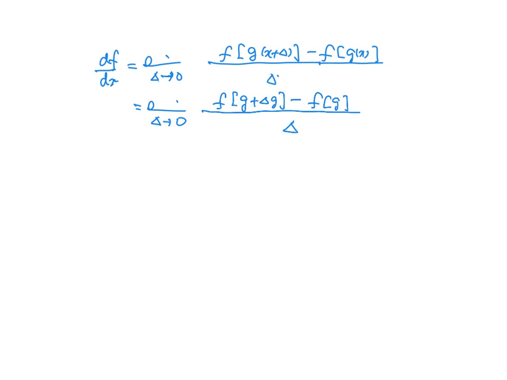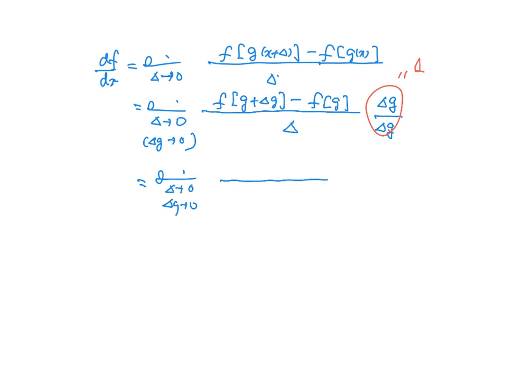Still, you may not know what to do next. So what you can do is do nothing, so multiply by 1. I like to multiply by delta g over delta g. So this is basically 1, right? So I just multiply by 1. And also we know that when delta x goes to 0, delta g also goes to 0, right?